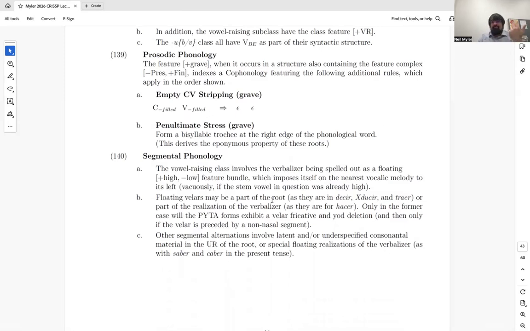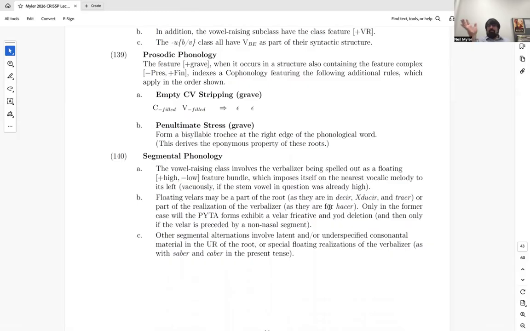So basically, hacer is underlyingly something like hac, okay? And the verbalizer accompanying the root spells out as a floating velar in the present tense, and that floating velar is stripped out if there's a front vowel immediately after it, and if not, then it will eventually link to the timing tier. In the piter forms though, so in minus present plus finite environments, the verbalizer is instead spelled out as this floating plus high minus low feature bundle, and that ends up changing the internal vowel of the stem. So they get hic- or hiz- throughout there, right?